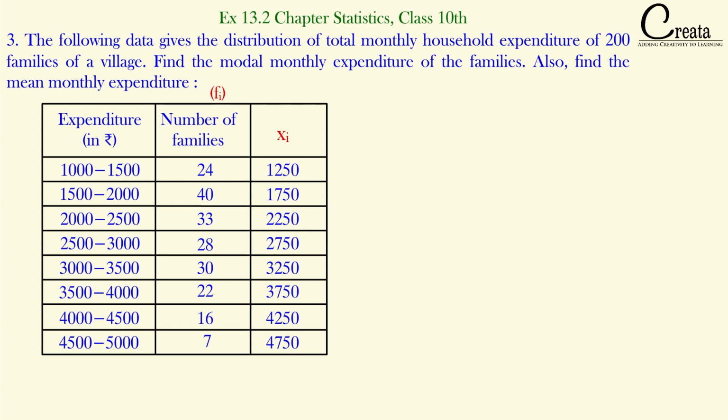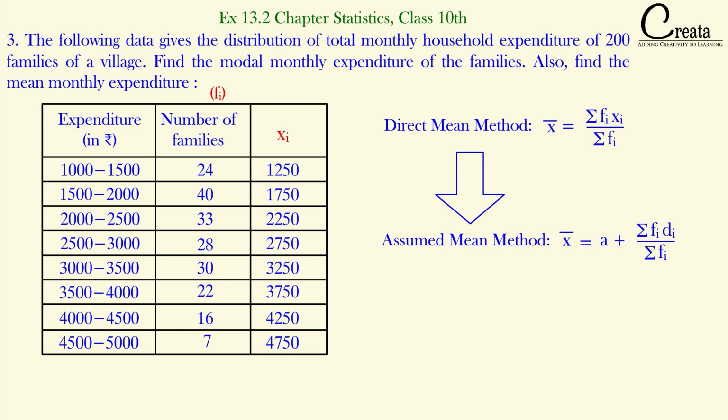Now we have two options: either go with the direct method, in which we calculate fi into xi, or go with the assumed mean method. How we decide which method to use depends on the simplicity of the calculation. If we apply the direct method, we have to multiply fi into xi and the calculation will become tough. So to avoid the tough calculation, we will go with the assumed mean method.